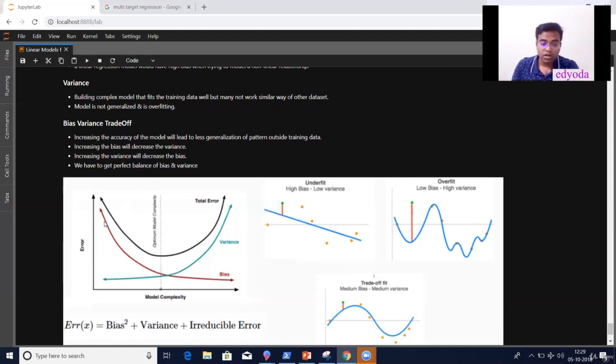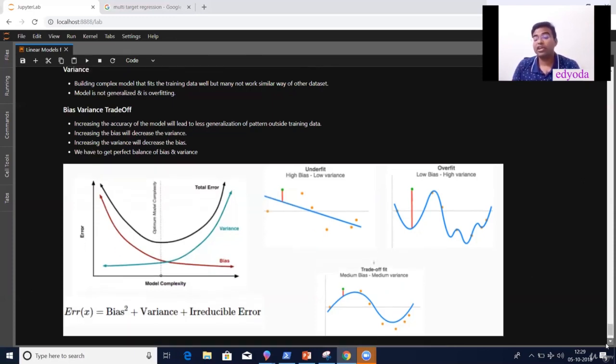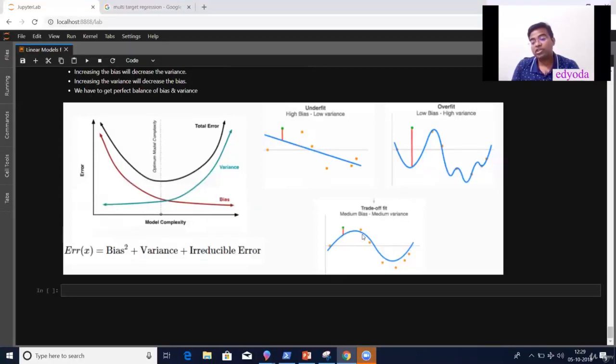In a simple model, the error difference would be less, but the accuracy would be less also. But as you keep adding complexity to the model, the difference between them would increase. So your objective would be to have something in the middle, like this, which has medium bias and medium variance. This is the model that should be accepted, not this and not this. Okay, that's all about bias and variance. Thank you. See you in the next module.